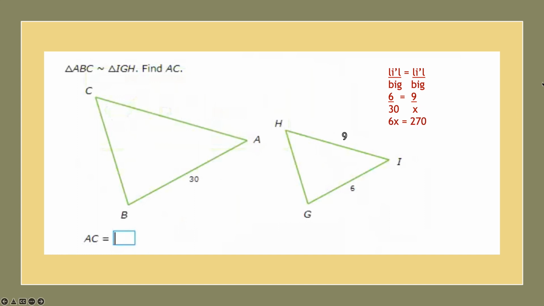It's extremely important that you remember when I say little is to big as little is to big, I'm not talking about numbers as a whole. I am talking about corresponding sides of the little triangle and the big triangle. So 6 is to 30 as 9 is to, I didn't write an x here, but that's what it is. Cross multiplying, 6x is 270. Dividing by 6, x is 45.